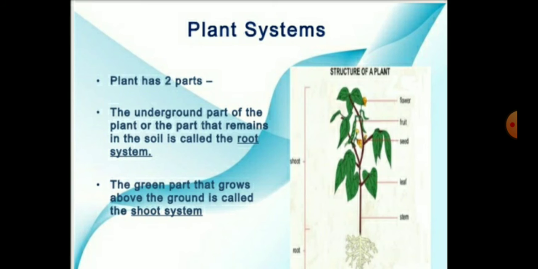So children, this is the structure of a typical plant. In the structure of the plant, there are various parts: roots, stem, leaf, branches, seed, fruit, flower, all are present. The main two parts of the plant are the root system and the shoot system. The underground part of the plant, or we can say the part that remains in the soil, is called the root system, and the green part that grows above the ground is called the shoot system.